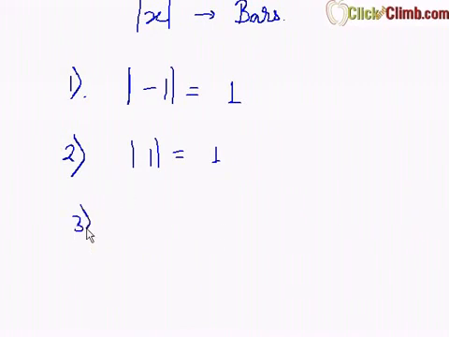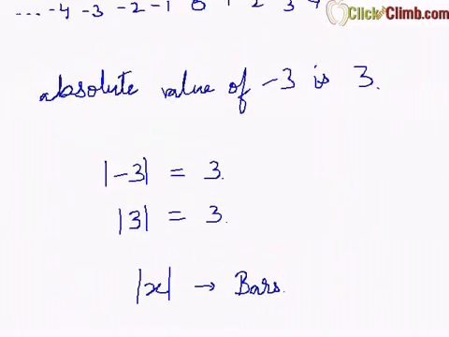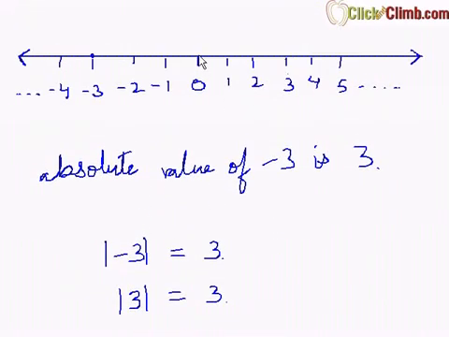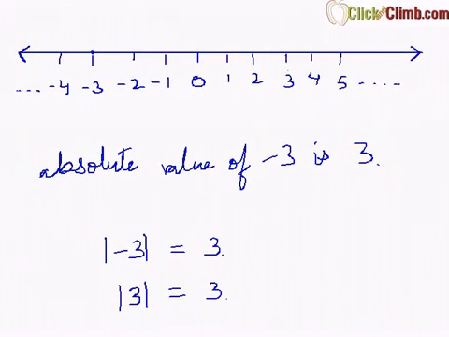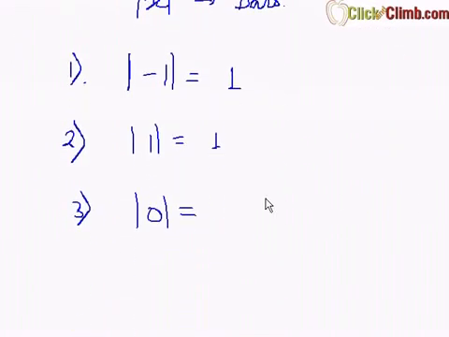The most important thing is that let us see what is the absolute value of 0. Here I can see that 0 is over here, and how much away is this from the number 0? It's the same number, so it's not away at any units or any distance. So the absolute value of 0 is 0.